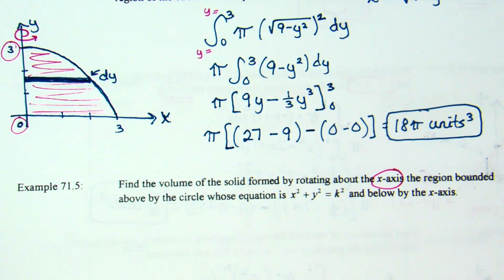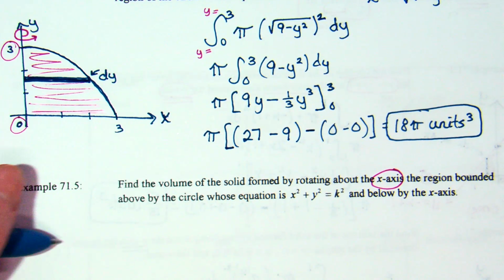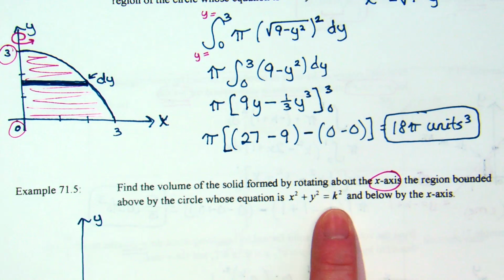That's a half circle. Are we getting out of the first quadrant? Okay, so this is a circle centered at 0, 0 with radius of k. It said find the volume of the solid formed by rotating about the x-axis, the region bounded above by the circle, and below by the x-axis. Did it specify first quadrant? It did not.